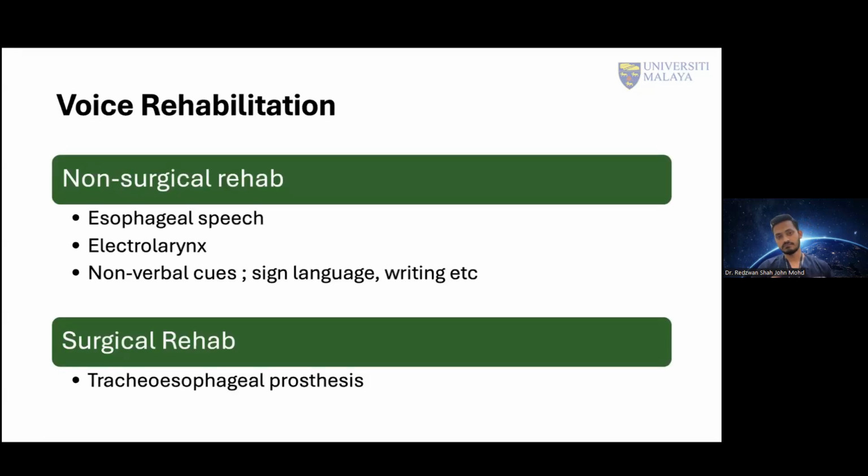I would like to broadly categorize voice rehabilitation into surgical and non-surgical rehabilitation. Looking at non-surgical rehabilitation, a few common ways of rehab are esophageal speech, the use of electrolarynx, and non-verbal cues such as sign languages, writing, texting, etc. Surgical rehabilitation includes tracheoesophageal prosthesis.